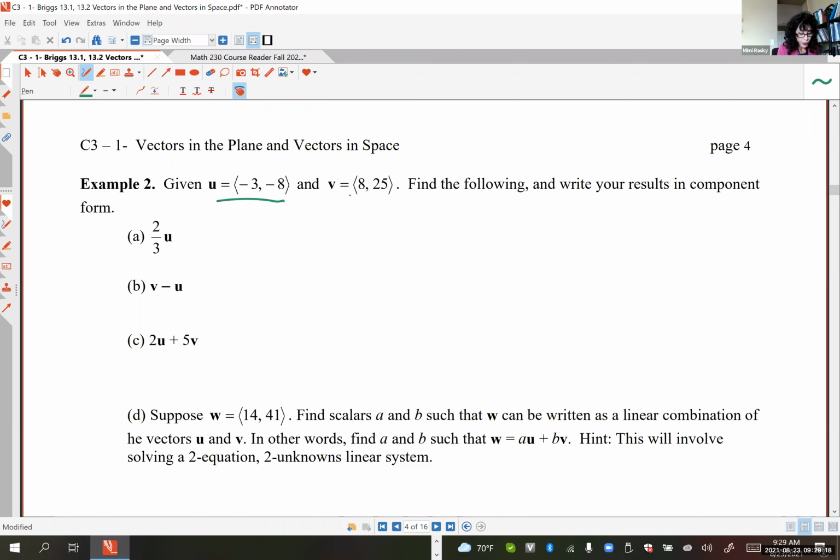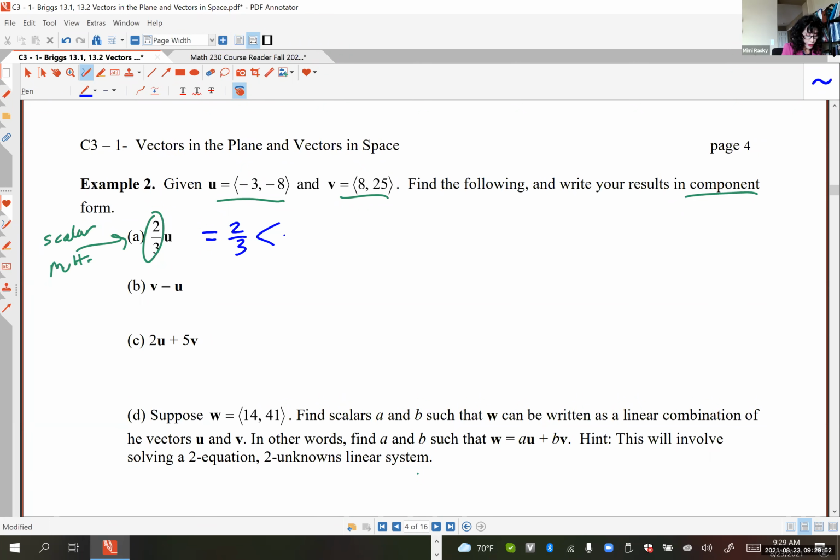So in this example, they're giving us two lovely vectors in component form. And we're going to find the following and write our results in component form, because our results are also going to be a vector. So letter A, 2/3 u. This is scalar multiplication right here. This is an example where we're multiplying u with the scalar. Scalar is a pure number, 2/3. So how do we do that? Very carefully. I'll do an intermediate step.